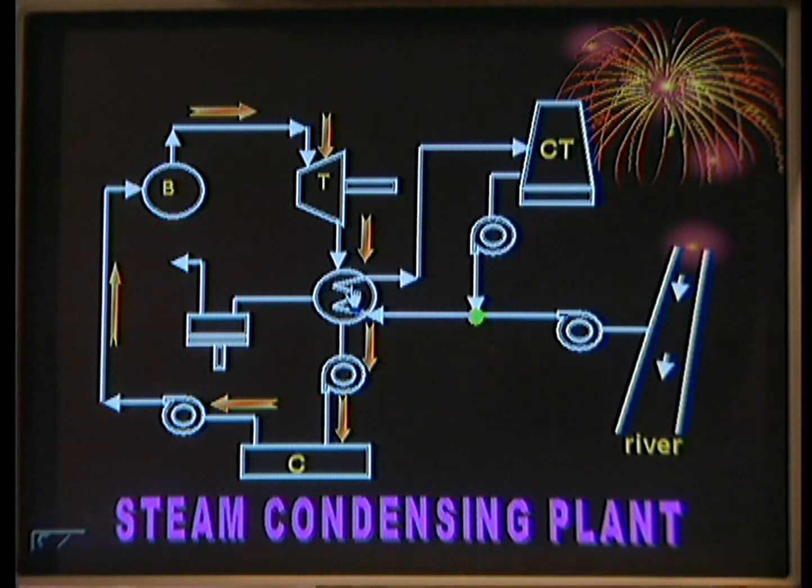To work the condenser, we require some water. This water is taken from a nearby river, and once taken from the river and purified, it passes through the condenser pipes. Here is the cool water, here is the hot water. The hot water may not be recirculated through the condenser, hence we require the cooling towers, and the cooling towers cool the water, and this water is recirculated through the condenser. The process is continuous. This is the main idea of the condensing plant.